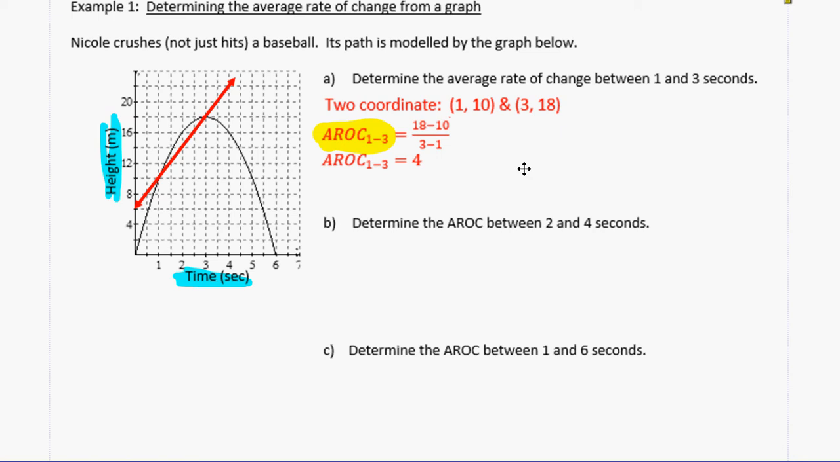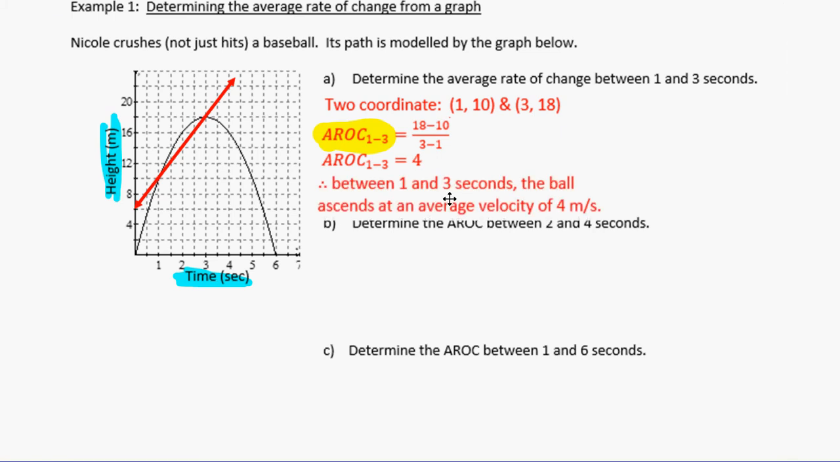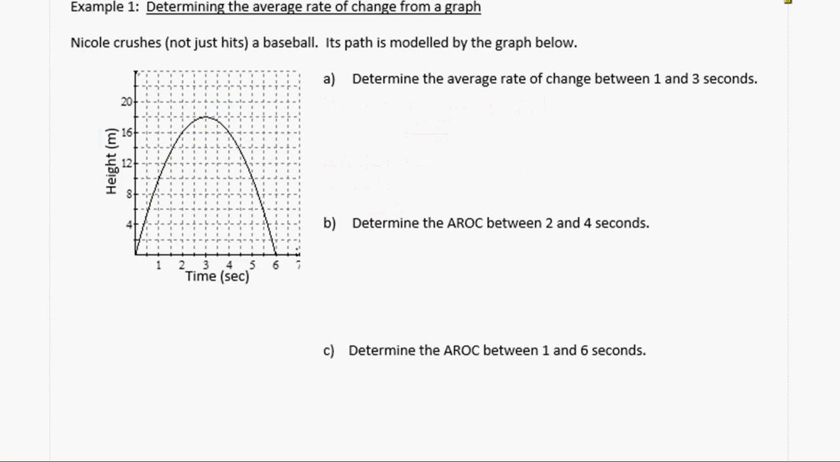So therefore statement, here we go. Therefore, between 1 and 3 seconds, so I'm going to highlight the 4 important points here. Time, 1 and 3 seconds. The ball, the object, ascends, so it goes up at an average velocity, again, units of 4 meters per second. So there are the 4 things that I need. I'll highlight it. Let's try the next one.